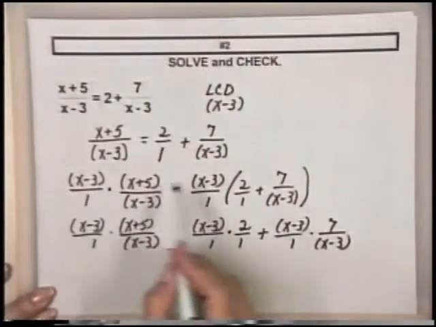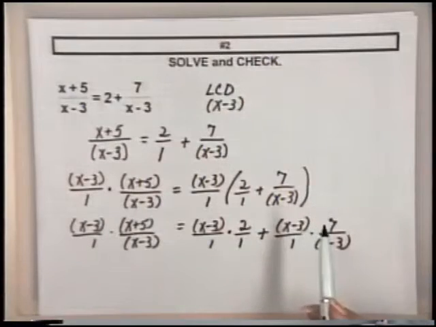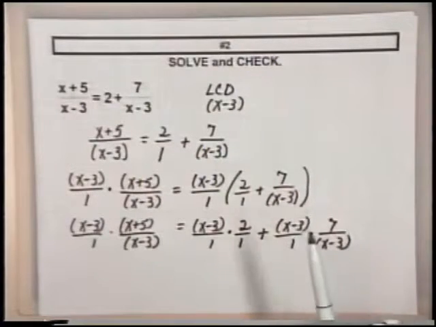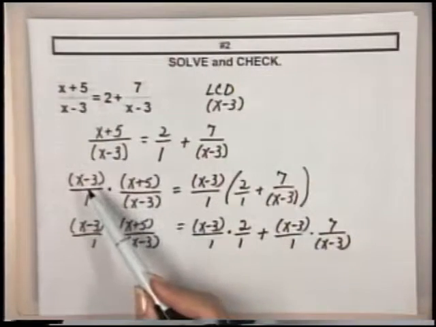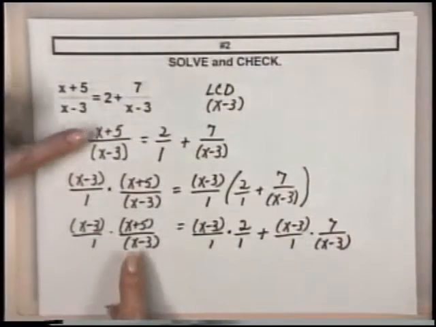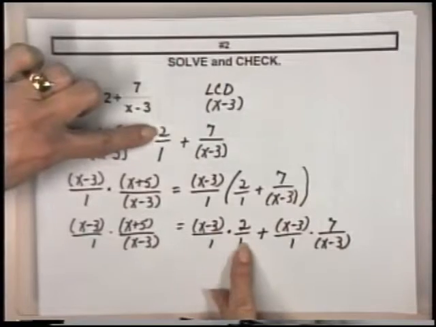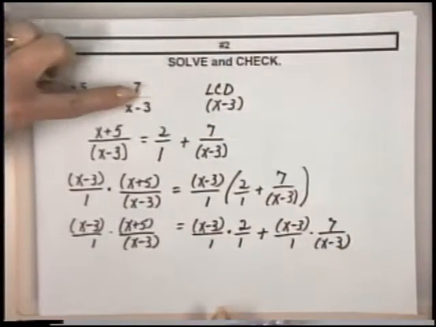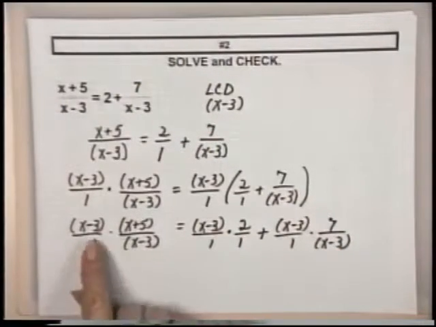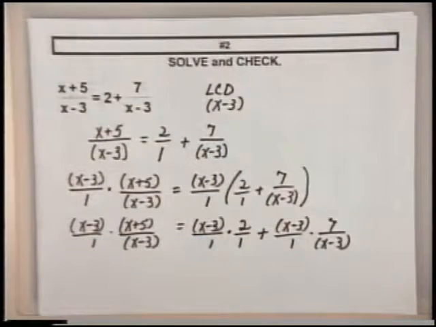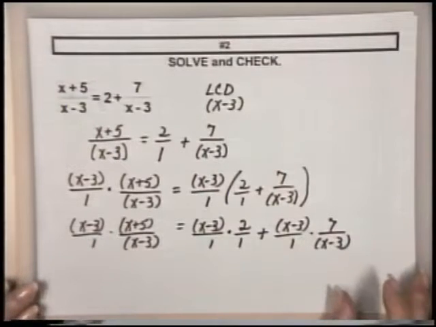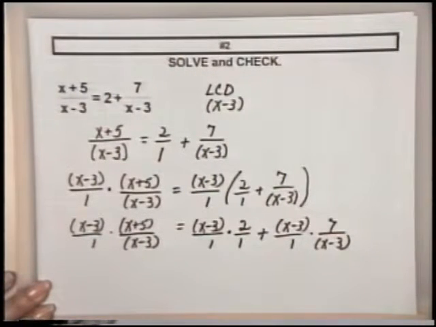Now, quite honestly, I don't usually put this second step because in reality, what happens when I multiply both sides of my equation by my LCD, I end up multiplying each of my fractions in my original equation by the LCD. So usually I just take the LCD and multiply it by each term in the original equation.